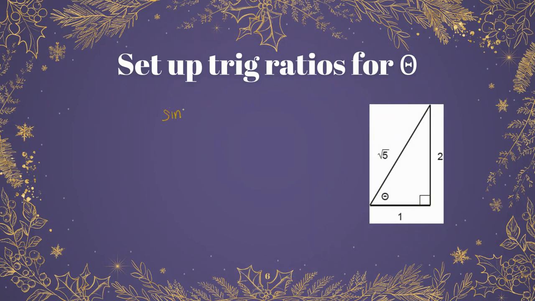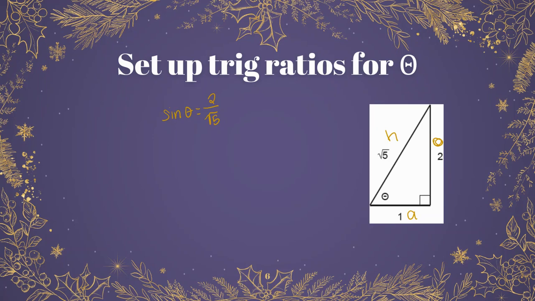So let's start with sine of theta is going to be the opposite, which is here, over the hypotenuse. And then, of course, 1 is the adjacent. So the opposite is 2. The hypotenuse is square root of 5. And we're just going to leave it exactly like that. That is totally fine.